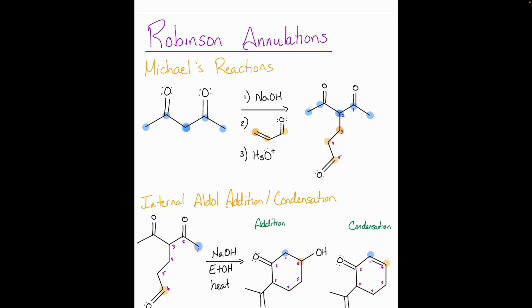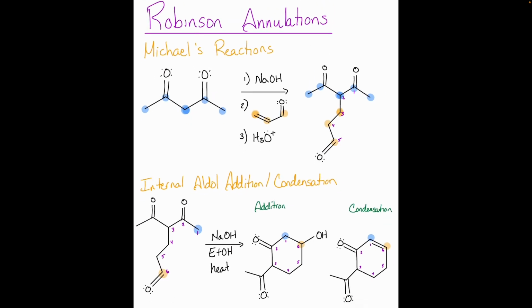But yes, we got two named reactions here. Our Michael reaction, if we follow that up with an aldol addition and condensation, that's all what's called a Robinson annulation. Okay, so I'm going to pick another Michael set of reactants here, another Michael donor and acceptor, and see if you can get me my Robinson annulation product.